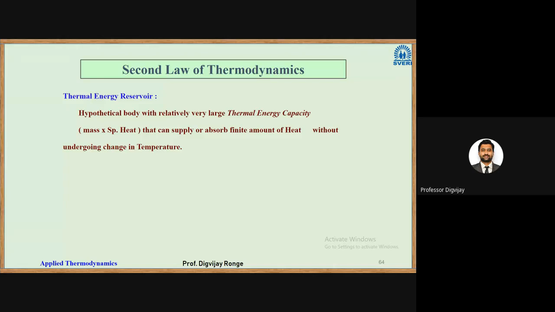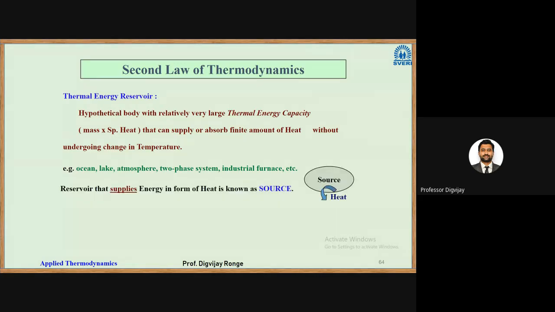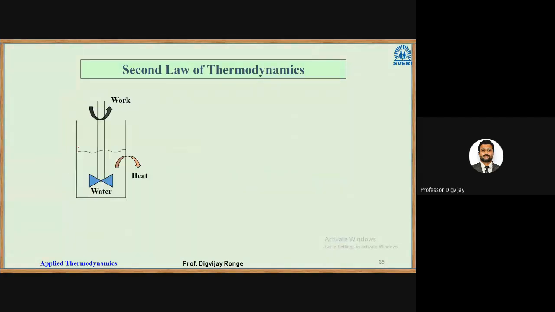So it can supply or absorb a finite amount of heat without undergoing a change in temperature. For example, ocean, lake, atmosphere, two-phase systems, industrial furnaces, etc. A reservoir that supplies energy in the form of heat is known as a source, and a reservoir that absorbs energy in the form of heat is known as a sink.